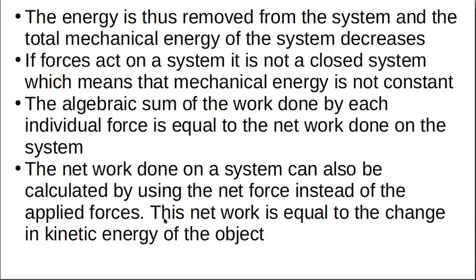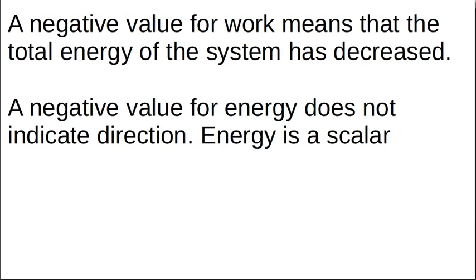So this net work is equal to the change in the kinetic energy of the object, because the net work is what's making the object move, and it's equal to the change in the kinetic energy. Remember, kinetic energy is a half mv squared. So then we need to have a look at more things that have to do with this. For instance, a negative value for work means the energy of the system has decreased. It doesn't mean direction. Energy is a scalar, not a vector.